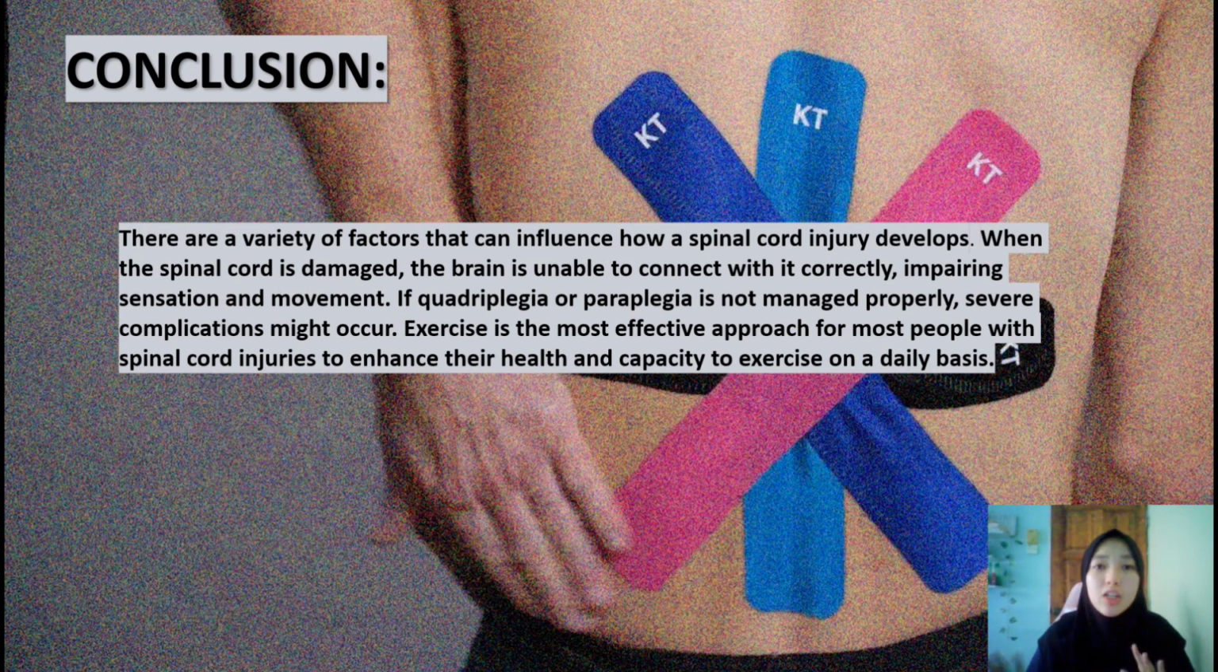The last one is the conclusion. There are a variety of factors that can influence how a spinal cord injury develops. When the spinal cord is damaged, the brain is unable to connect with it correctly, impairing sensation and movement. If quadriplegia and paraplegia are not managed properly, severe complications might occur. Exercise is the most effective approach for most people with spinal cord injuries to enhance their health and capacity to exercise on a daily basis.